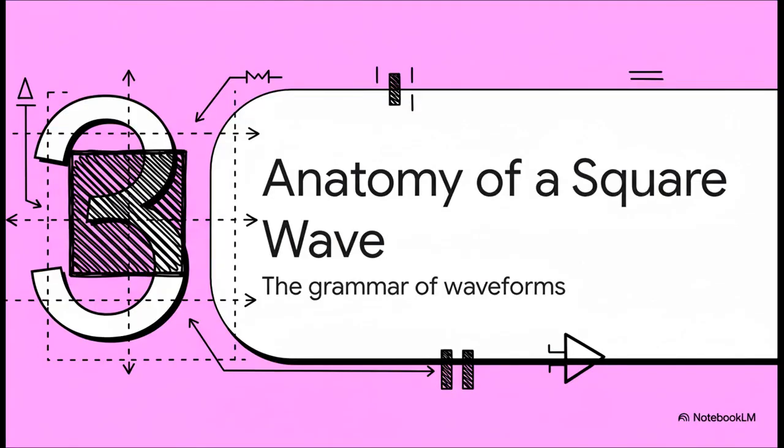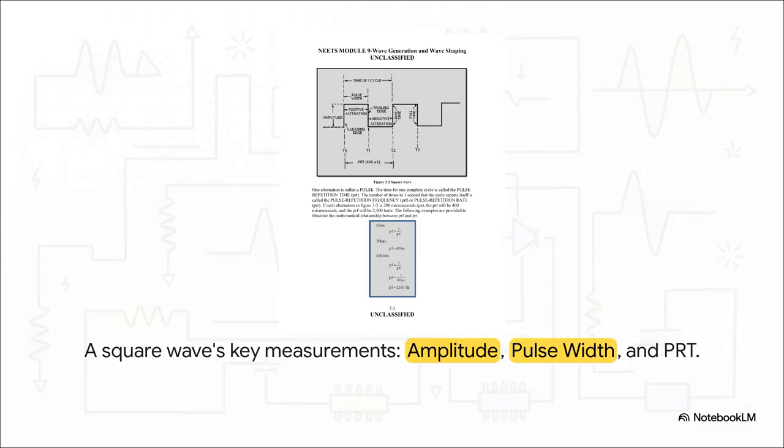So to really understand this language, we need to know its grammar, how to measure and describe these shapes. And for that, let's use the square wave, which is basically the workhorse of all digital electronics. This diagram right here breaks down the grammar for us. We can measure its amplitude, that's just its height or how strong the signal is. We can measure its pulse width, that tells us how long the on part of the signal lasts. But for timing, the two most important measurements are pulse repetition time, or PRT, and pulse repetition frequency, or PRF.